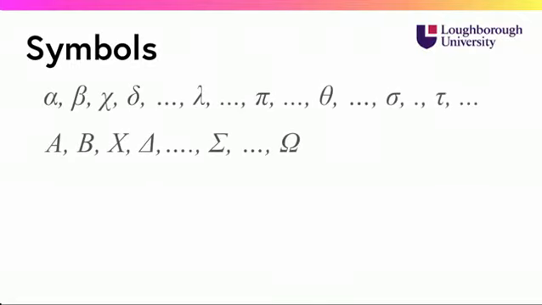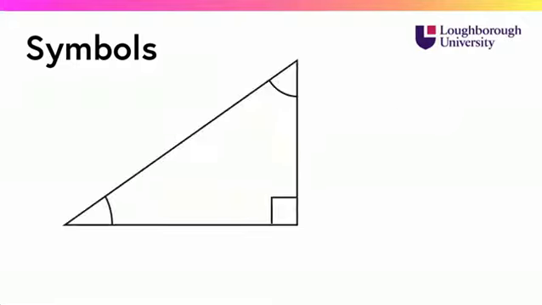Often letters from the Greek alphabet are used. Angles particularly are often labelled with Greek lowercase letters such as theta and alpha. For reference, the full Greek alphabet can be found later in this week's course material.